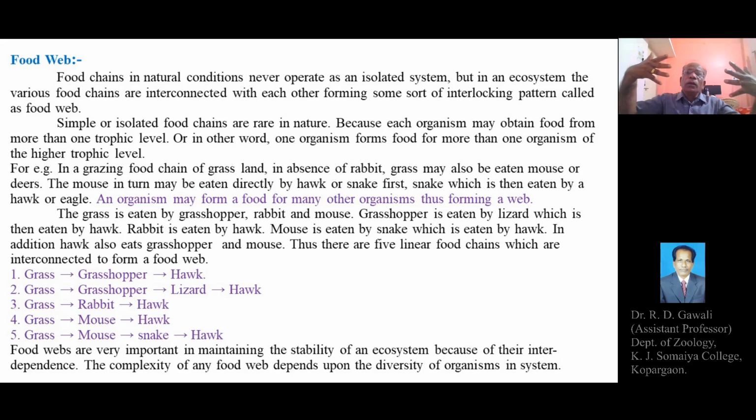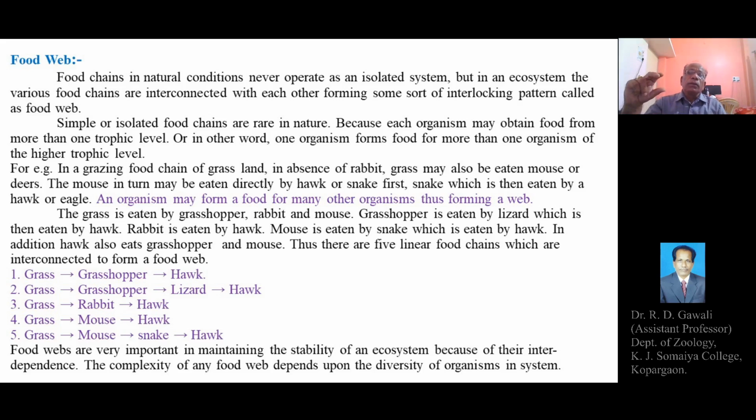Several organisms found on a particular feeding level, or trophic level, of the food chain can be eaten by two or more organisms of the higher trophic level. That is, a particular trophic level can form food for several organisms of the higher trophic level. So, food webs are very important in maintaining the stability of an ecosystem.